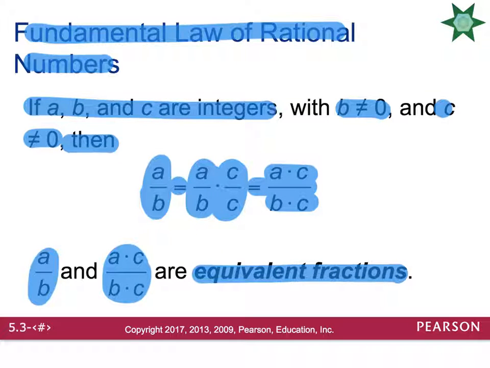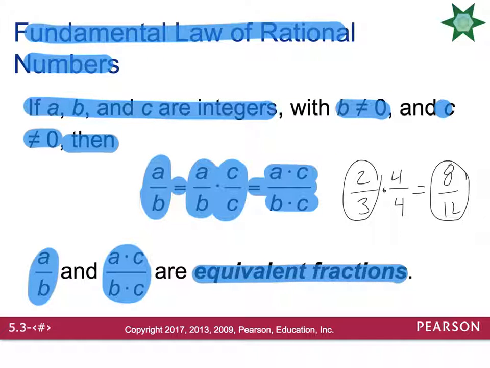So for example, let's say I have 2/3. I can multiply the top and the bottom times 4 over 4. Not 5, 4. And I get 2 times 4 is 8, and 3 times 4 is 12. So now my c is 4 here. So we can say this 2/3 and 8/12 are called equivalent fractions. Those are equivalent fractions there, multiplying the top and the bottom times any number that's not 0.